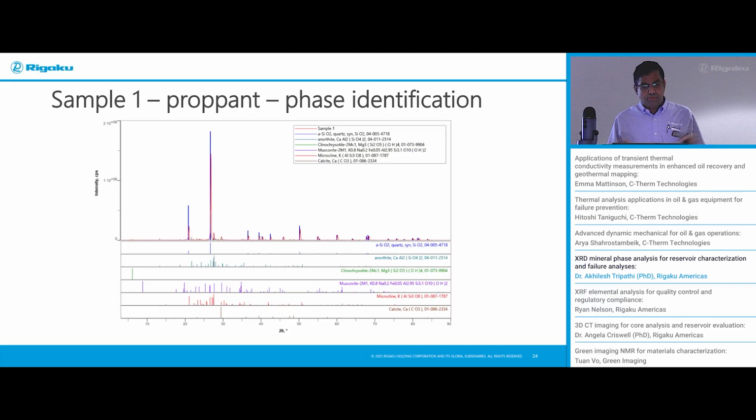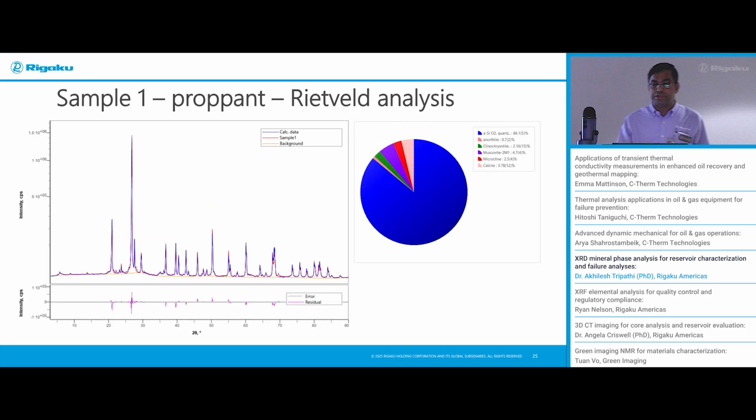So one typical way is, again, do the phase analysis. You find quartz, but you also find a bunch of other impurities, I will call it in this case, anorthite, clinochlore, muscovite, microcline, calcite, and then we now want to know what is the proportion of this. So for example, this clay is 86% clay and the rest is the impurity.